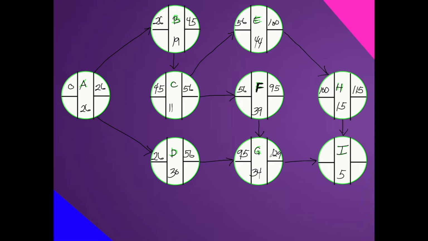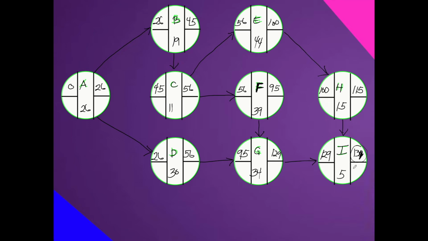Kasi forward pass, no? Madalas tayo nalilito doon. Huwag ninyong kakalimutan. Pag forward pass, mas malaki ang pipiliin. Pag backward pass, mas maliit. So, for forward pass, 129 versus 115. So, pipiliin natin yung mas malaki na 129 as the earliest start ng ating activity I. So, 129 plus 5, 134. Ayun. Ibig sabihin, 134 days matatapos yung buong project.